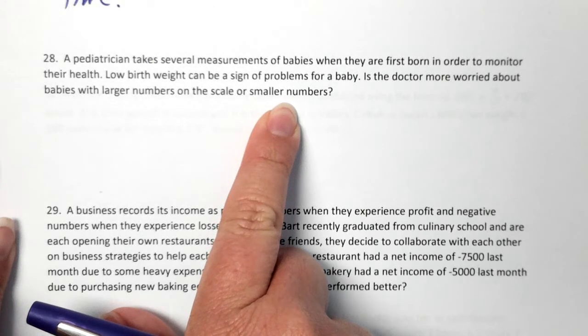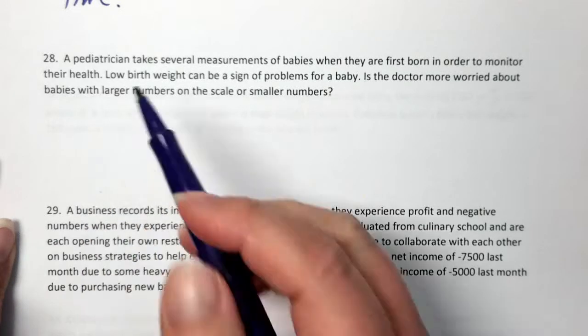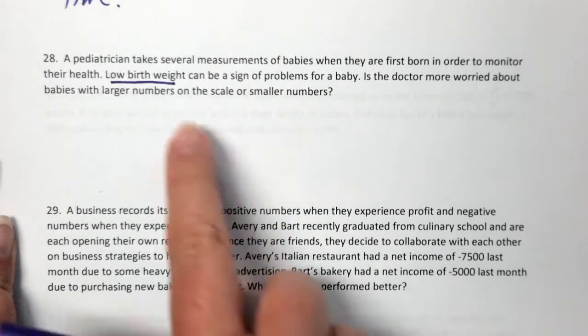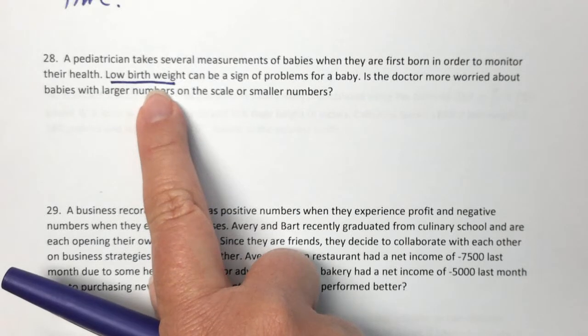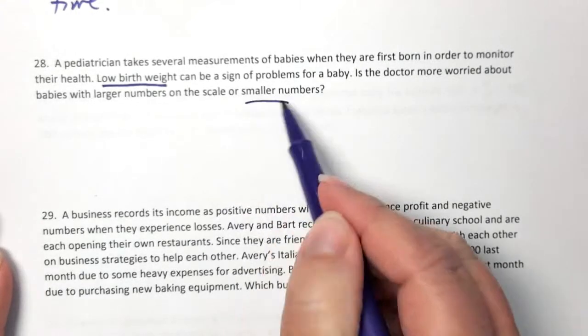Okay, so if you think about, what does a baby weigh? Maybe the baby weighs 8 pounds or 7 pounds or 10 pounds or however much the baby weighs. And the doctor says low birth weight can be a sign of a problem. So when the doctor puts the baby on the scale, are they going to be worried about high numbers or low numbers? And if it says low birth weight could be a problem, then I'm thinking they're worried if there's low numbers on the scale, because that means they weigh less.